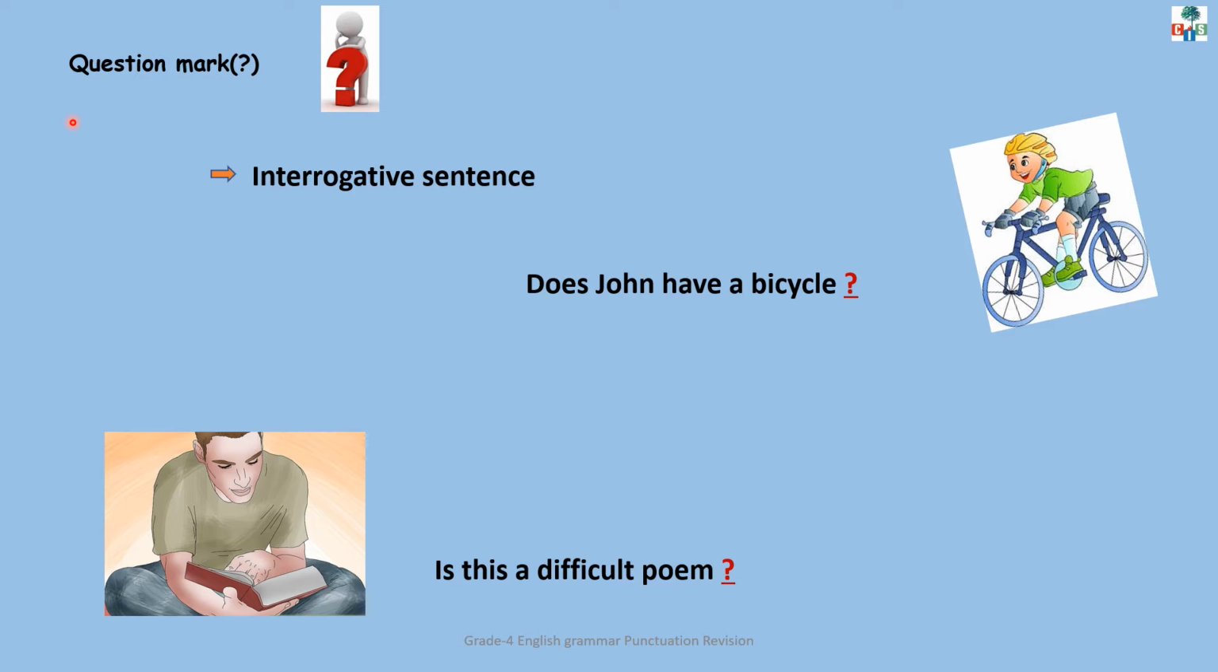Yes, children. When do we use a question mark? Yes, with an interrogative sentence. When we want to ask something, at the end of those sentences, we will use a question mark. For example, does John have a bicycle? Yes, I am asking something. So at the end of this sentence, we will use a question mark. This is an interrogative sentence. We are asking something. Is this a difficult poem? Yes, it is an interrogative sentence. Interrogative sentence means when you want to ask something. So at the end of these sentences, we will use a question mark.